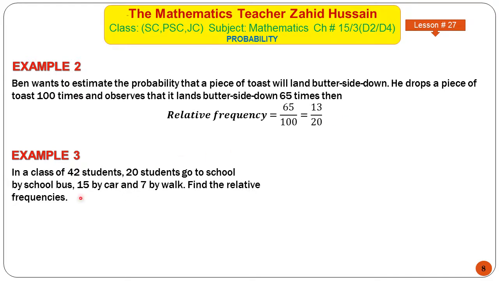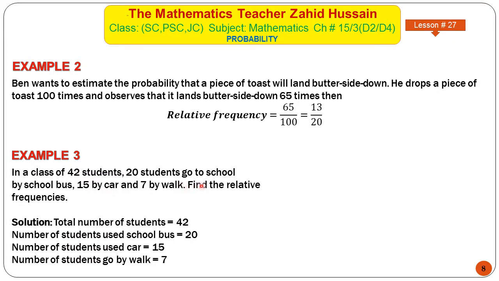Example number 3. In a class 42 students, 20 students go to school by school bus, 15 by car and 7 by walk. Find the relative frequencies. अब टोटल जो स्टूडेंट्स हैं वो हैं आपके पास 42, बस पे जाने वाले 20, 15 कार और 7 जो है बाई वॉक जाते हैं. अब ये सिंपल थ्योरेटिकल प्रोबेबिलिटी भी हो सकती है, लेकिन रिलेटिव फ्रीक्वेंसी है तो ये एक्सपेरिमेंट, हम लोग एक्सपेरिमेंट किया ना. 42 स्टूडेंट्स हैं तो एक गेट पे खड़े हो जाएं आप और देखें कि कितने स्टूडेंट्स बस से आ रहे हैं, कितने कार से आ रहे हैं और कितने पैदल अंदर आ रहे हैं. तो ये नोट किया जा सकता है एक्सपेरिमेंटली.